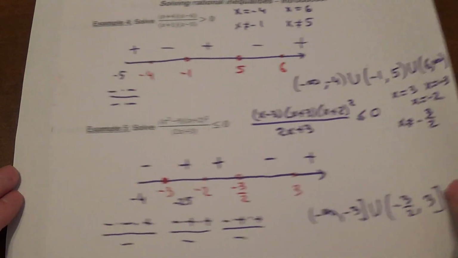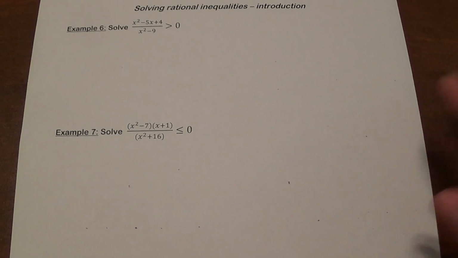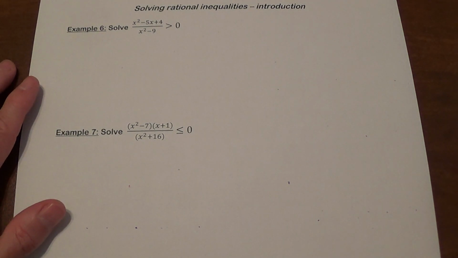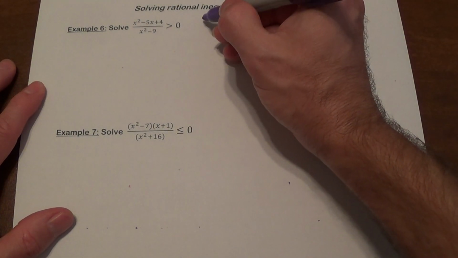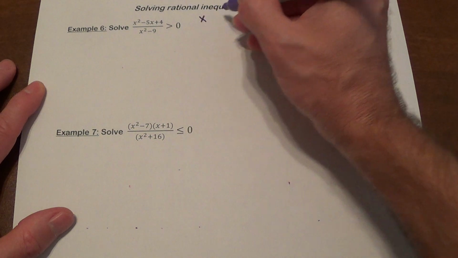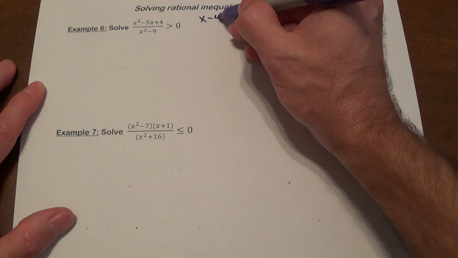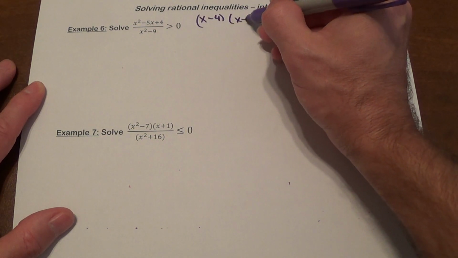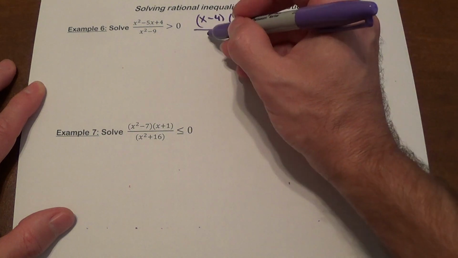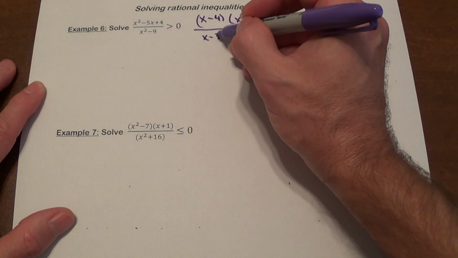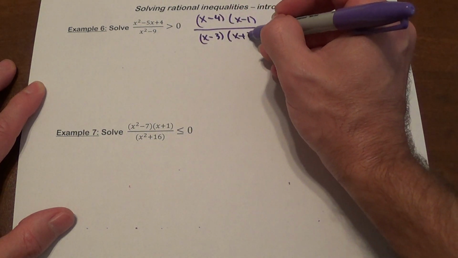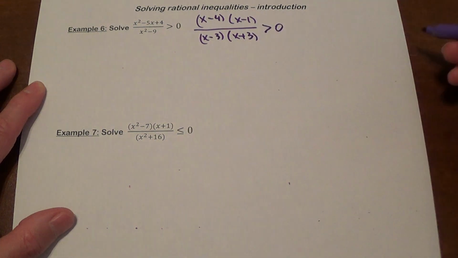Alright, we got a couple more examples. First thing we want to do in example 6 is factor. We'll try to figure out if it can be factored, and yes it can. The numerator can be factored as x minus 4 times x minus 1. The denominator is a difference of squares, x minus 3 times x plus 3, greater than 0.